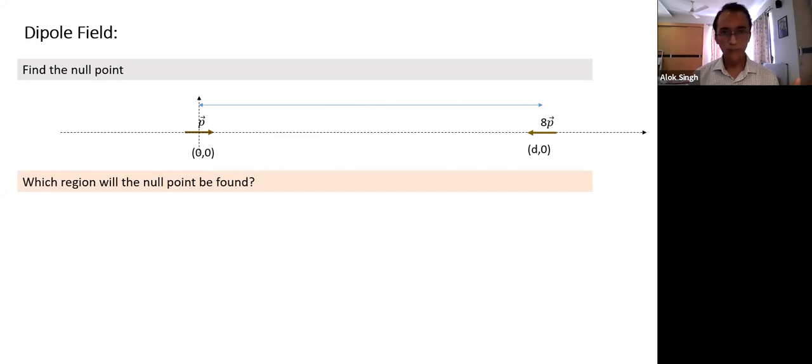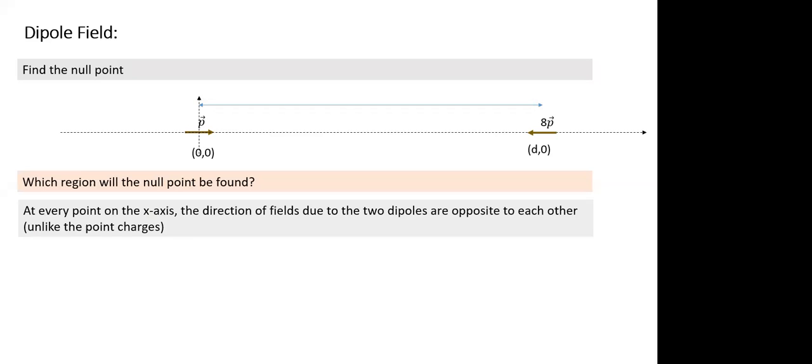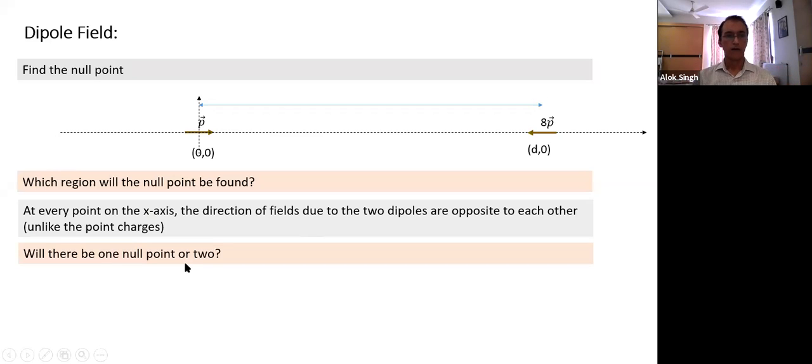Which region will the null point be found in? Of course, it will be found on the axis. At every point on the x-axis, pay attention to this line: the directions of the fields due to the two dipoles are opposite to each other, unlike the point charges. You understood the point here? So this is not the same as point charges. Any point we take, it doesn't matter. If I take a point on the left-hand side also, this one has a field in the right direction and this one has a field in the left direction. Will there be one null point or two? We'll come to that again.